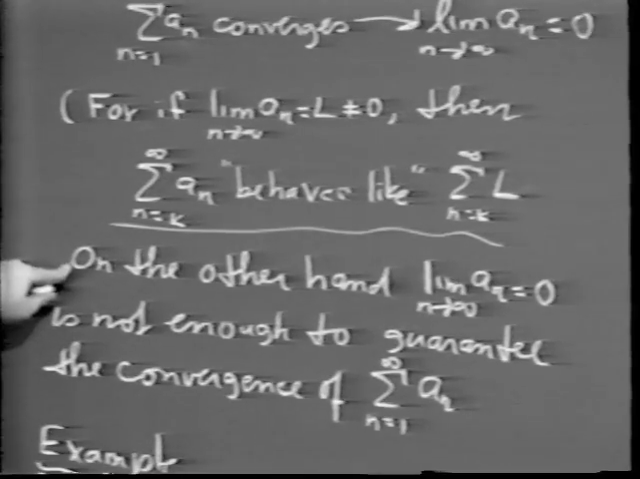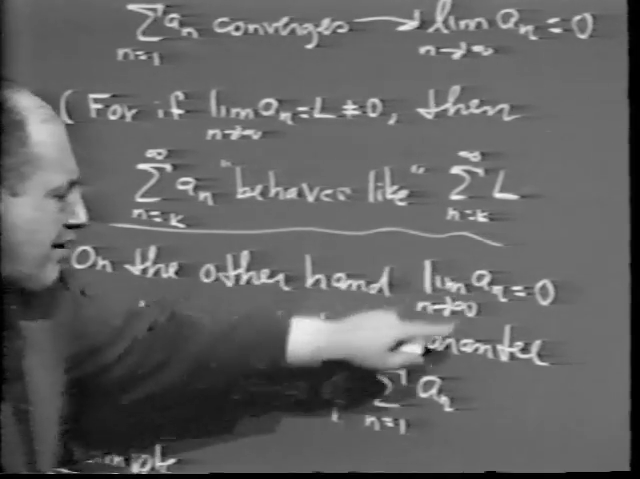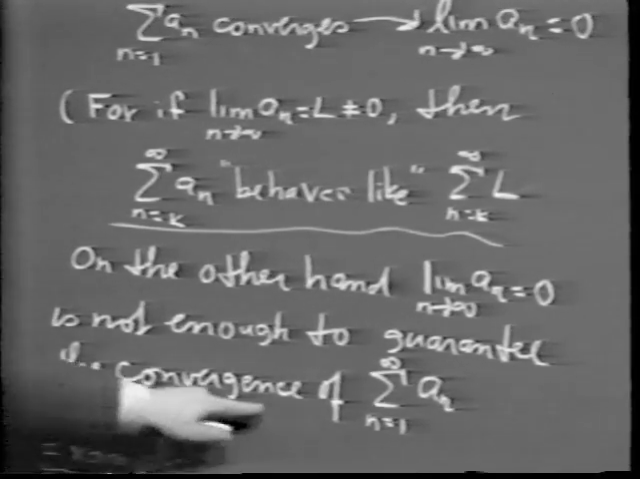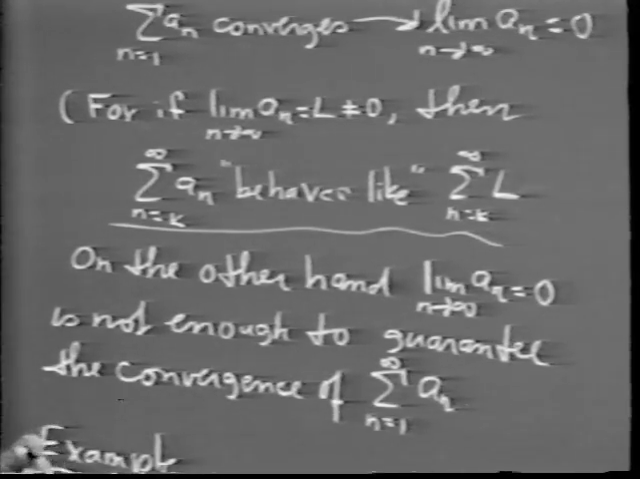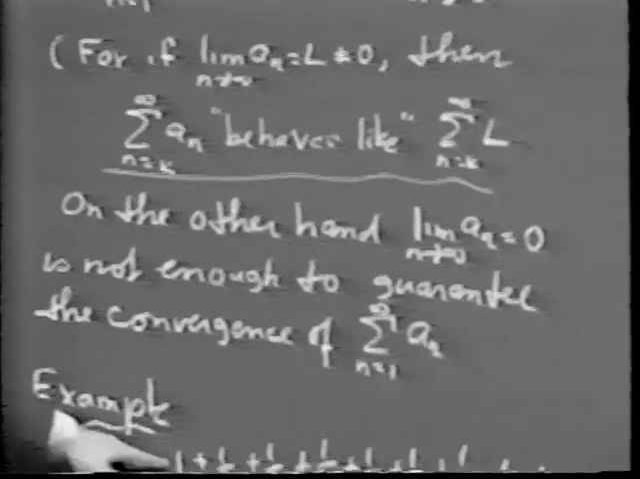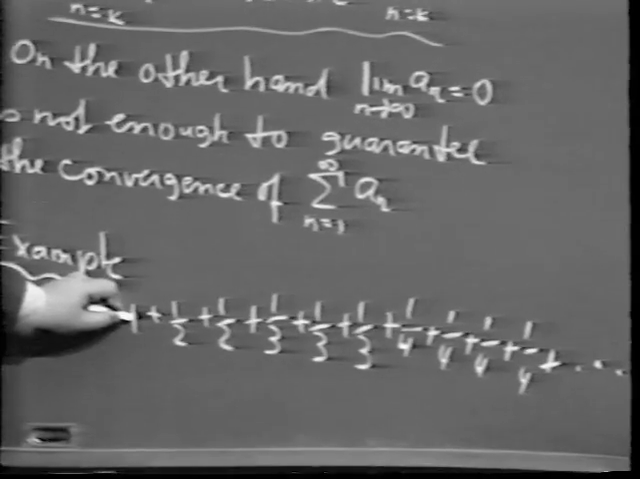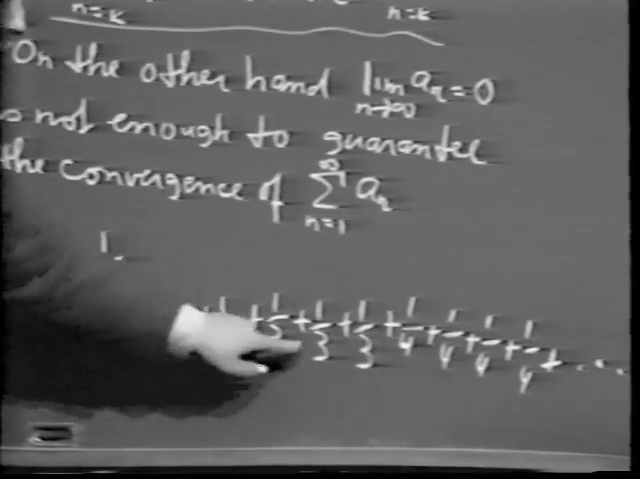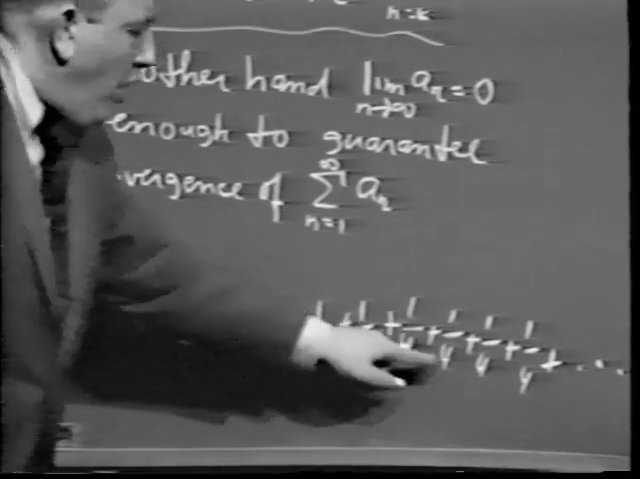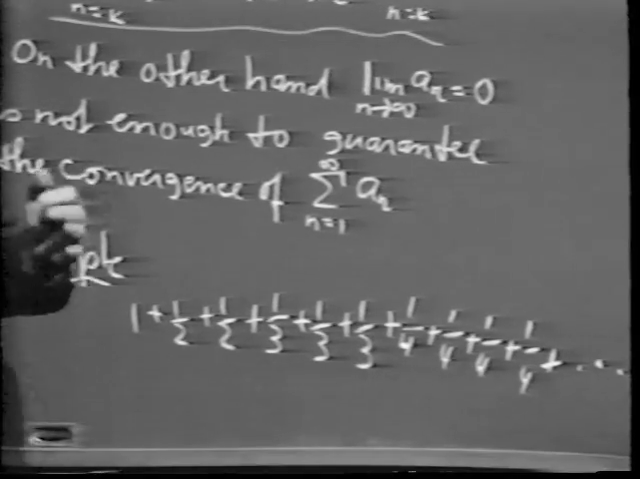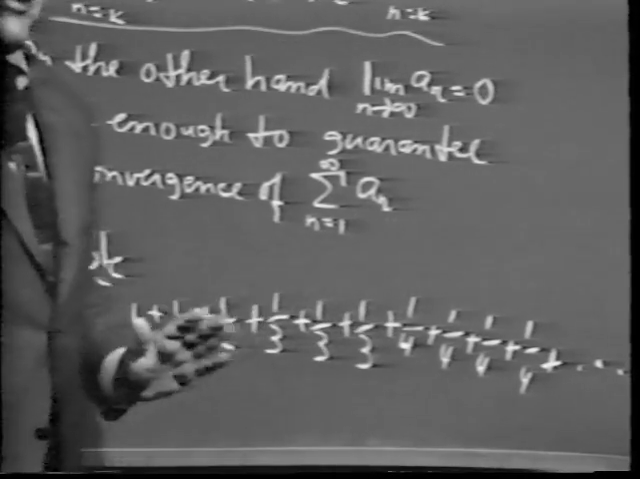On the other hand, the limit of a sub n as n approaches infinity equals 0 is not enough to guarantee the convergence of this particular sum. In fact, a trivial example to show this is the following contrived example. Start out with the first number being 1. Then take a half twice, a third 3 times, a fourth 4 times, a fifth 5 times, a sixth 6 times. Form the nth partial sum.